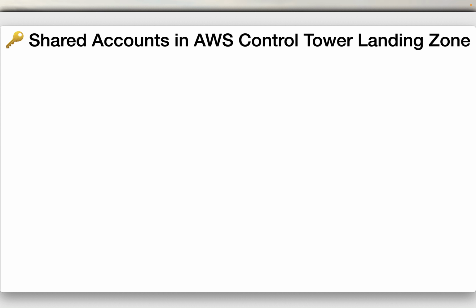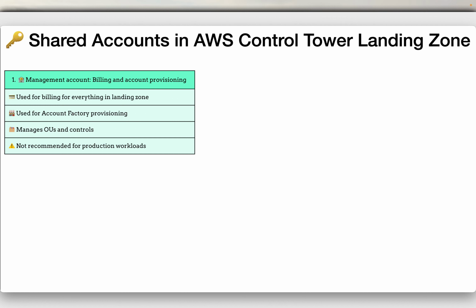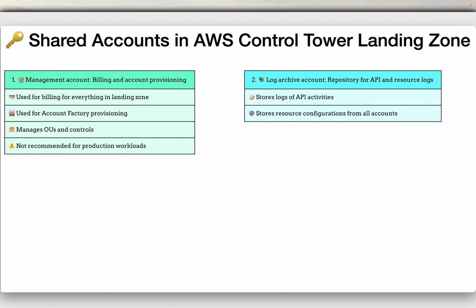Okay, shared accounts in AWS Control Tower landing zone. We have already seen, but just to summarize, there are 3 shared accounts. One, the management account, or the root account, or the parent account, is created specifically for your landing zone. It is used for billing for everything in your landing zone and for account factory provisioning of accounts, as well as managing OUs and controls. It is not recommended to run any type of production workloads from this account.